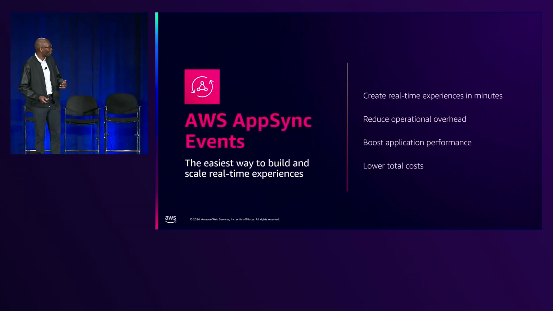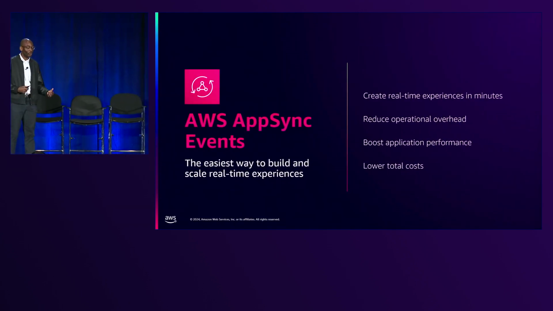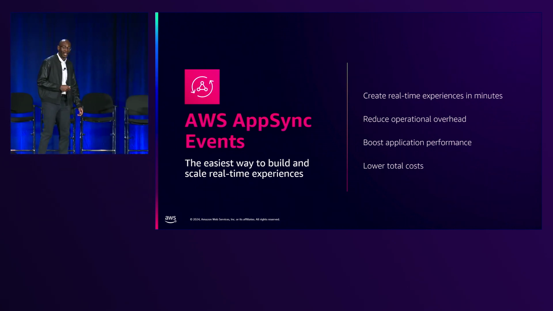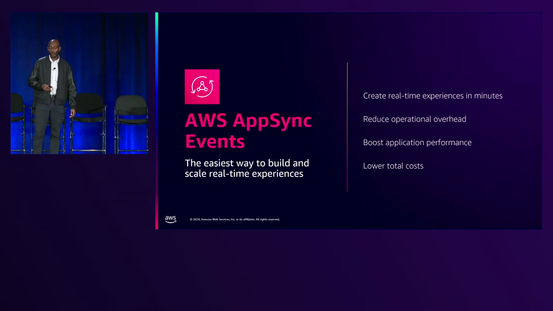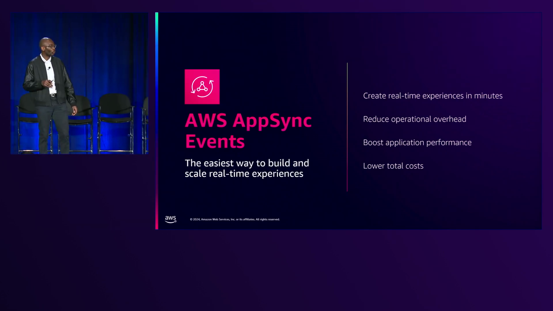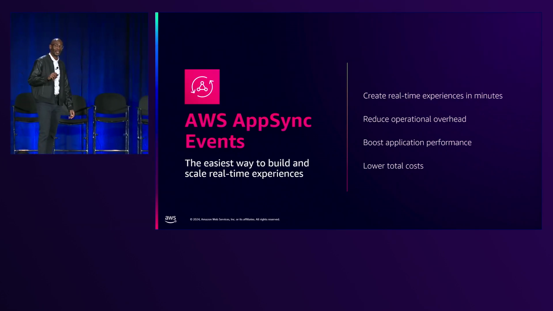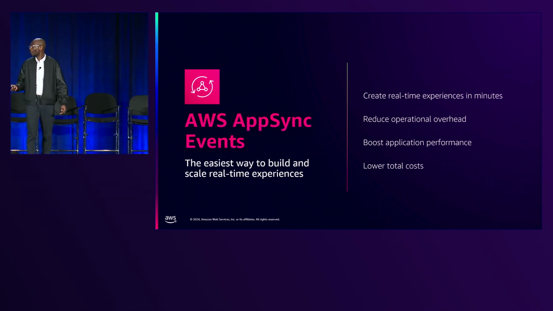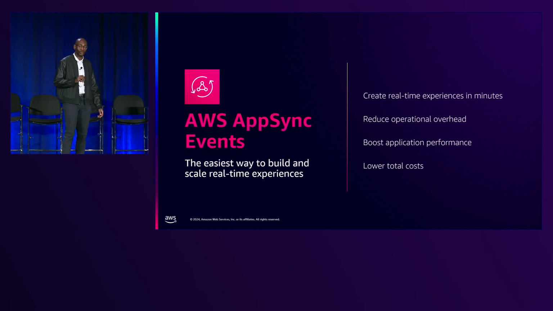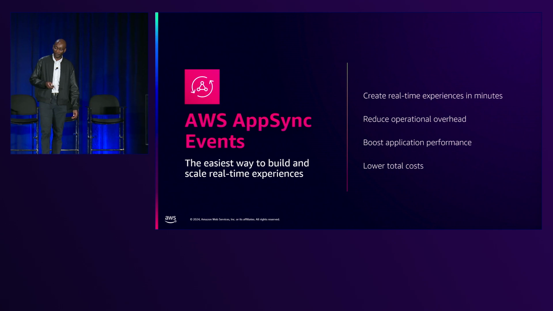That's why we came up with AWS AppSync Events, which we think is the easiest way to build and scale real-time experiences. AWS AppSync Events essentially offers you a fully managed pub/sub WebSocket API that you can use to implement real-time experiences in minutes, in seconds actually, I think. It helps you reduce operational overhead, boost your application performance, and it's really easy to get started with at very low cost.